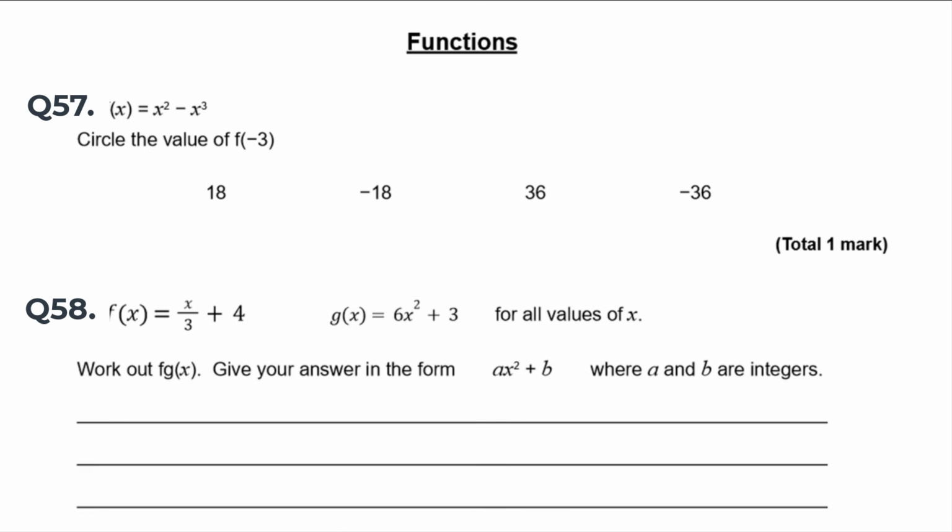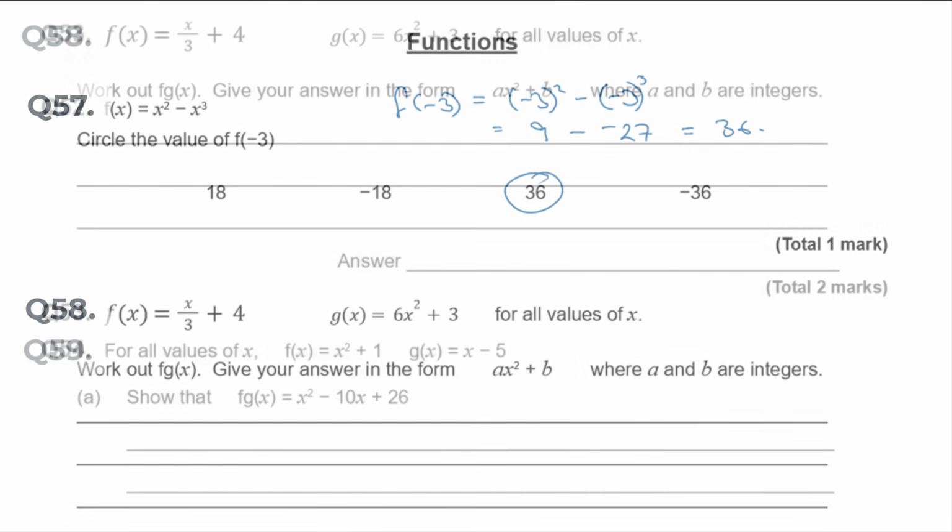f of x equals x squared minus x cubed. Circle the value of f of minus 3. Well, f of minus 3 basically means you are subbing in minus 3 where you see x. So it's going to be minus 3 squared minus minus 3 cubed. Minus 3 squared is 9. Minus negative 3 cubed is negative 27. So I've got 9 minus negative 27, which is the same as 9 plus 27, which is 36. So my answer is that one there.